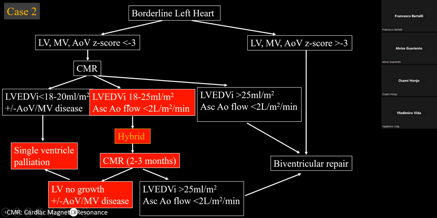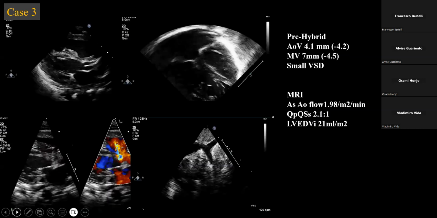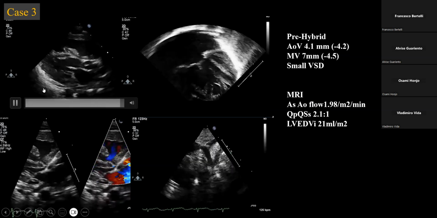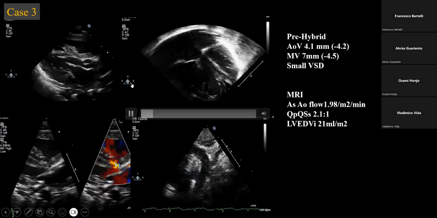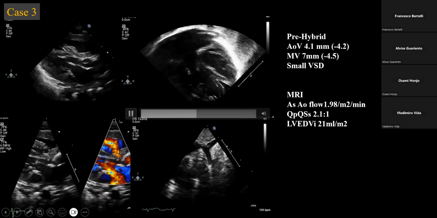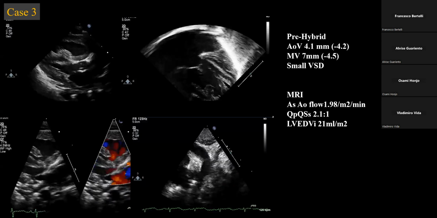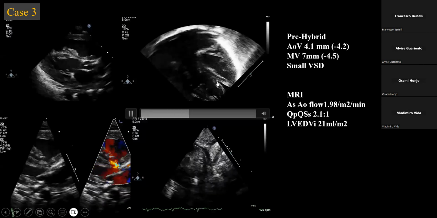The beauty of hybrid is that you can decide very early on, in the first few months, what to do, and it's still not too late to convert to Norwood type physiology, as long as the lung vasculature is protected by the bilateral PA banding.